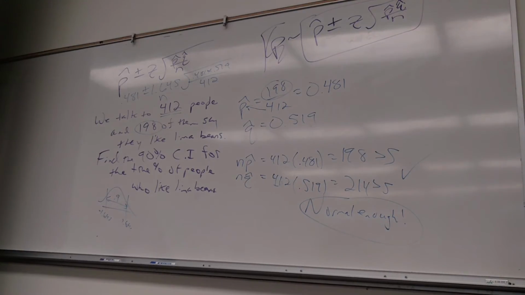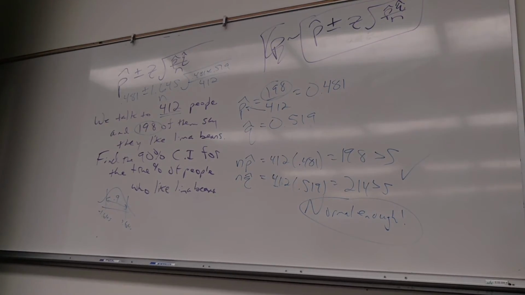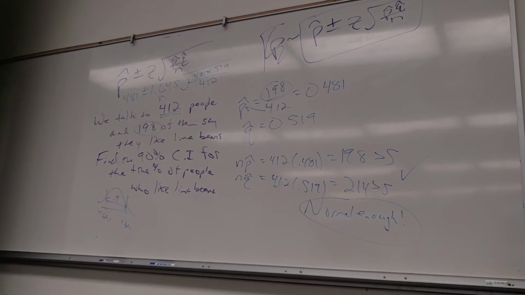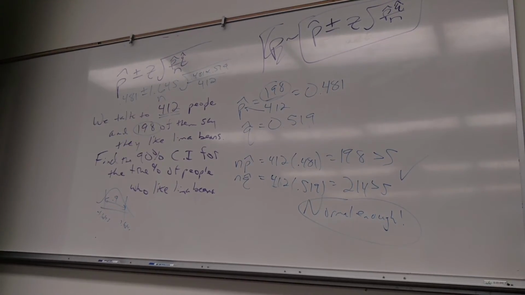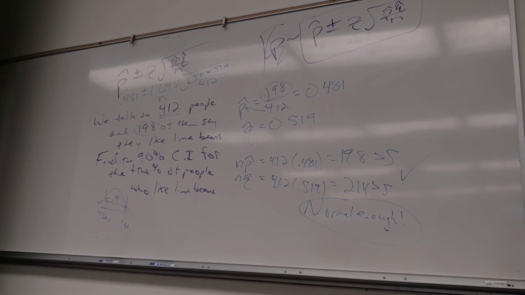So what I mean by that is you put 0.481 times 0.519 divided by 412. See, I haven't closed the parenthesis yet. Now I did. Now I've got everything in the square root that I need in the square root. So everybody should get that.